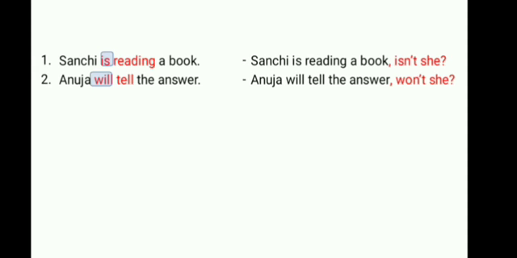Anuja will tell the answer, won't she? The third statement, I am a cute girl. So now am acts as the main verb here, and I have already told you what the negative form of am would be, right? It can be ain't or it can be aren't. So I'm a cute girl, aren't I? Well, I'm a cute girl, ain't I is also correct.